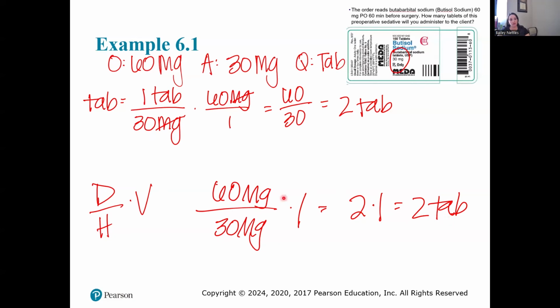The important thing to remember if you're doing desired over have is that these are the same unit of measurements. If these are not the same unit of measurements, you cannot just plug it in. And it's going to matter in a couple minutes.